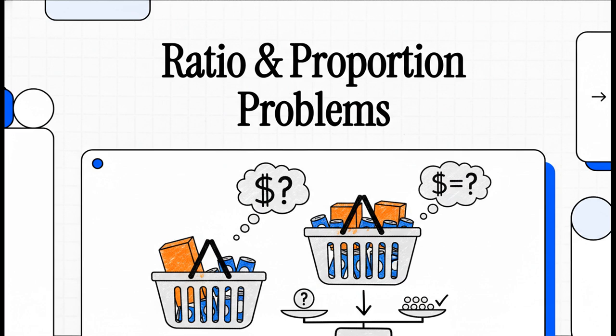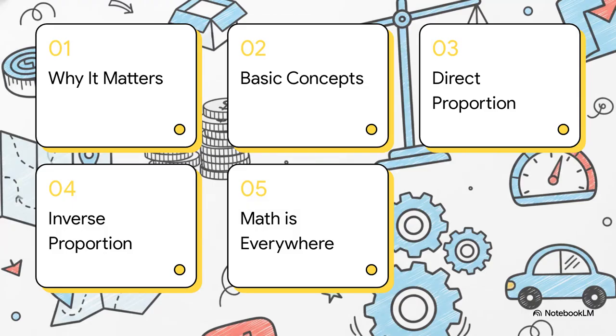decisions every single day. Okay, so here's our game plan. We'll kick things off with why this stuff is so useful in the first place. Then we'll get into the basic ideas of ratio and proportion. After that, we're going to tackle two big types of problems: direct and inverse proportion. And finally, we'll see how it all comes together as a real-world tool for you.